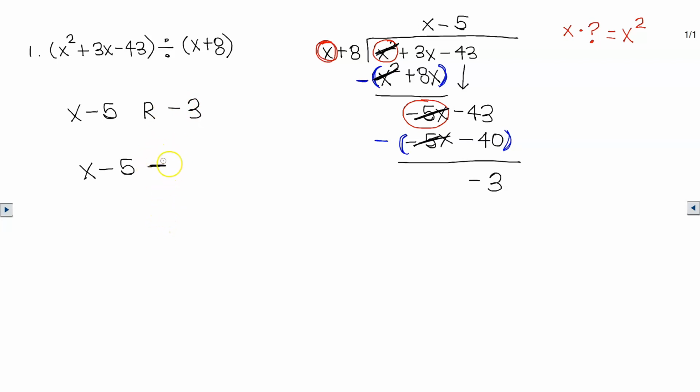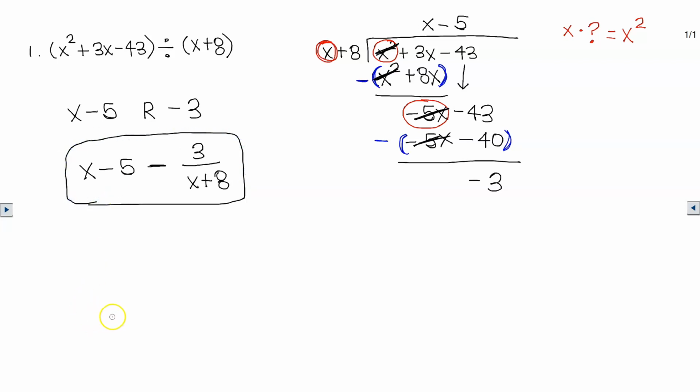So let's be clear here. I'm putting this minus because this remainder is negative. And then I'm going to put that remainder of 3 over my divisor, which is x plus 8. So I'm going to put x plus 8 underneath that 3. And I'm doing that for this reason. I'm letting anybody who looks at this know that that remainder of negative 3 still needed to be divided by the x plus 8, but that I wasn't able to do that. So that's what this is saying, that remainder of negative 3 still needs to be divided by that divisor of x plus 8. So this is the way that I would prefer to see that answer written.